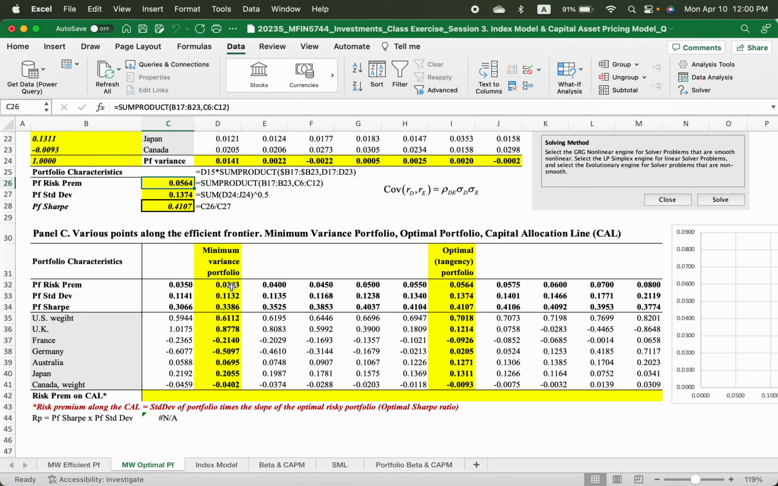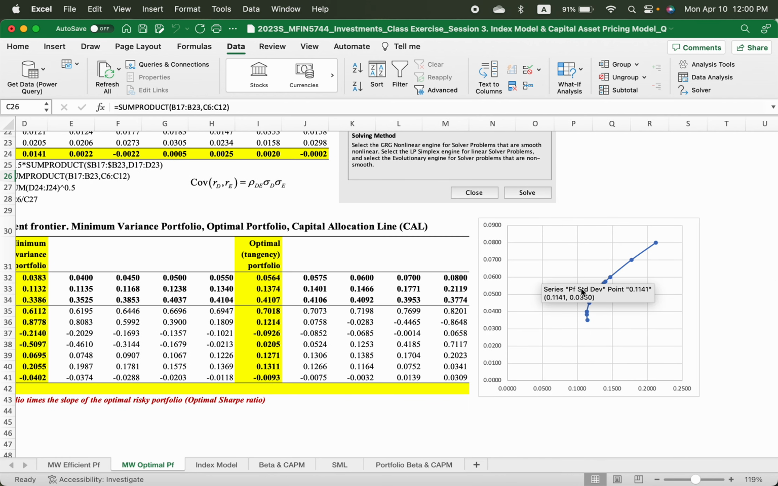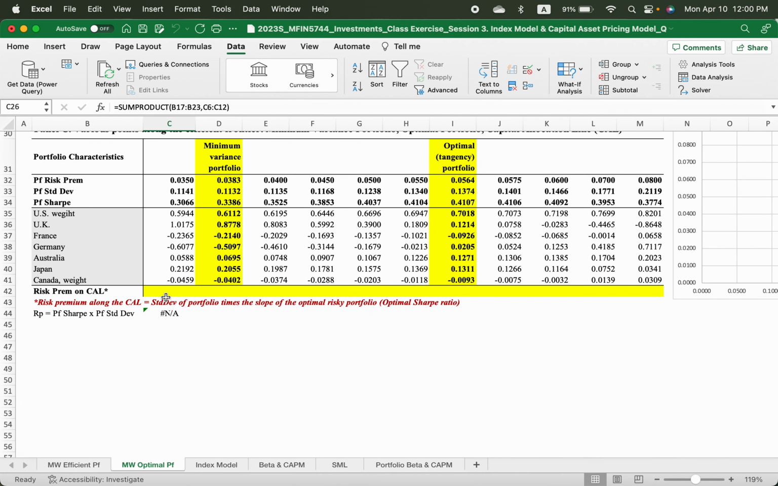Why is this line so important? Why is this point so important? This is the only combination of standard deviation and risk premium that satisfies the efficient frontier line, the possible efficient frontier line. So we'll draw the capital asset allocation line here to find the tangent point. How do we draw it? We need to calculate the risk premium on the capital allocation line.